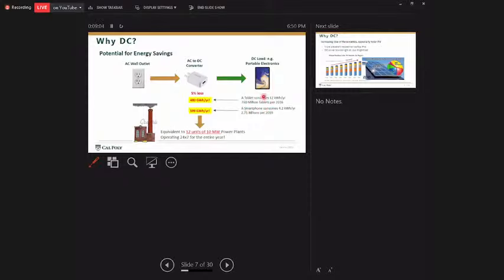And I'm only putting two examples. There's more, but from these two examples, if you add them up, the 5% loss represents 12 units of 10 megawatt power plants operating 24 by 7 for the entire year. Now we're not talking small anymore. When the amount of loss is comparable to having 12 power plants, that's not small.